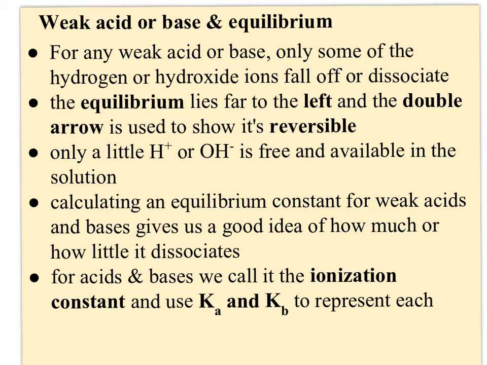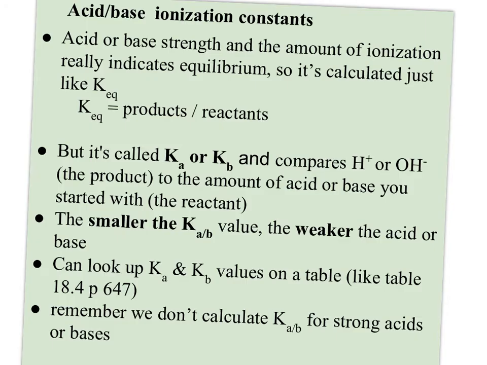In reality, most acids and bases only partially dissociate. Most of them are a weak acid or base. So we call it the ionization constant, and we use K sub A or K sub B to represent each one. So acid or base strength and the amount of ionization really indicates equilibrium. So when you calculate Keq, now we call it Ka or Kb, the ionization constant, but we're still looking at the concentration of products over reactants.